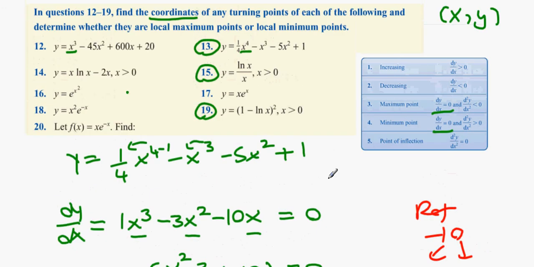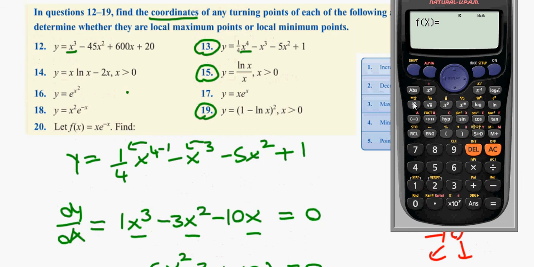So I'm going to look at this formula again, and I'm going to do a quarter x to the power 4, then minus x cubed, and then minus 5x squared, and then plus 1, and then we're going to go from, let's say, minus 3 to plus, I don't know, 7. Okay, now let me tell you why I did it this way.